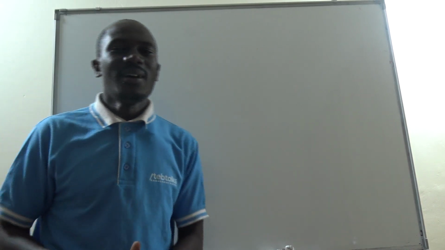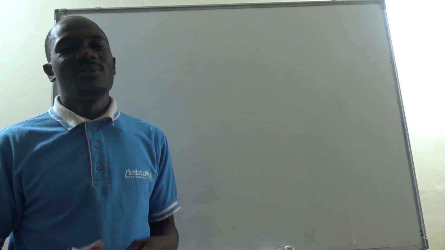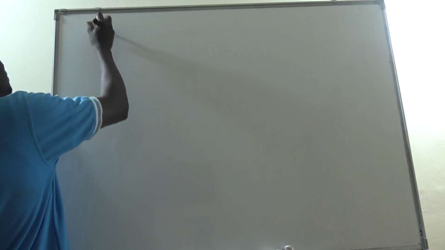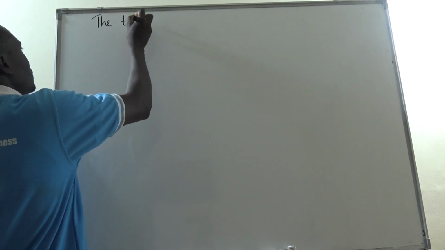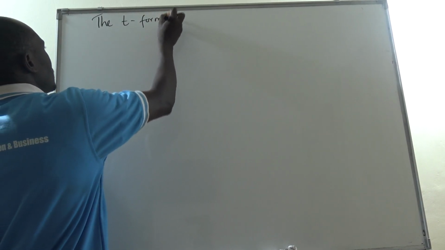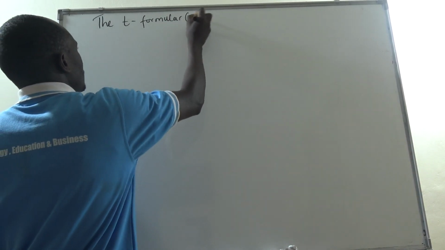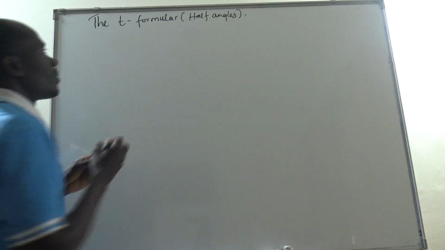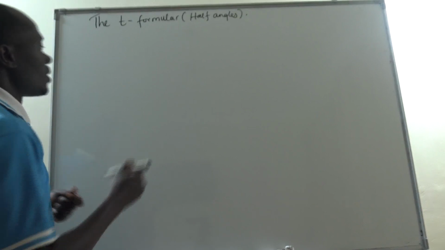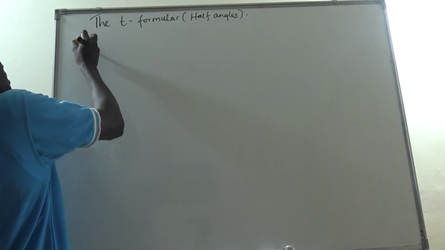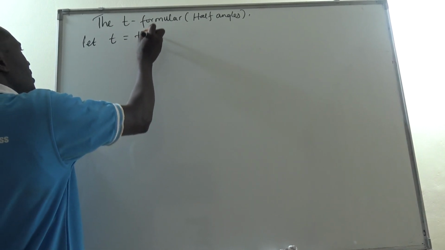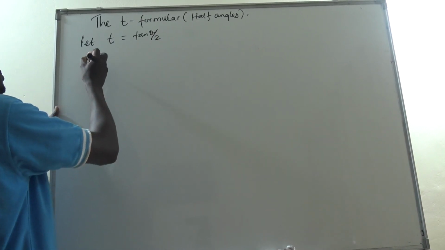So today's theme, we are going to look at the T formula, or what we call half angles. So we are looking at the T formula, or what we call half angles. And say let T equals tan theta by 2.